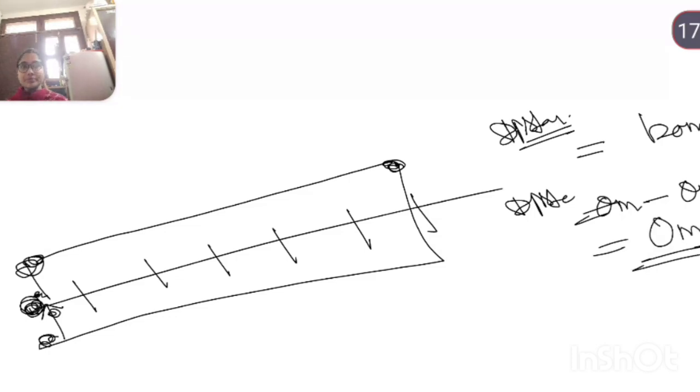So here distance can never be 0, but displacement can be 0. So we got that point: distance is always greater than or equal to displacement, and distance cannot be 0, but displacement can be 0. So we understood what the difference between distance and displacement is.